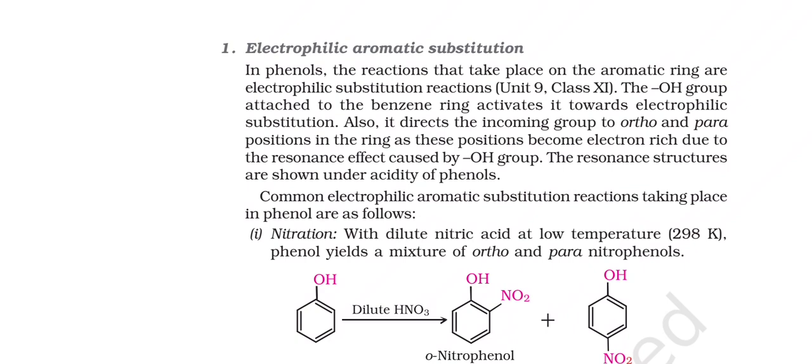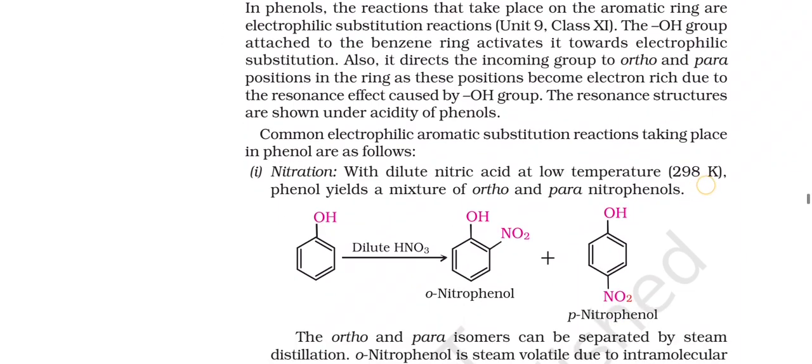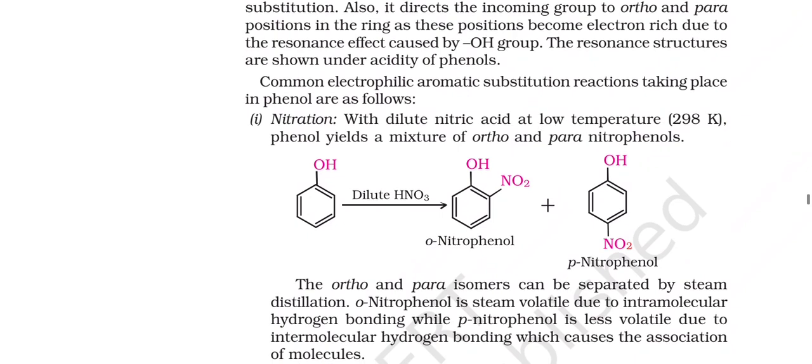Electrophilic aromatic substitution in phenol. The reactions that take place on the aromatic ring are electrophilic substitution reactions. The OH group attached to the benzene ring activates it toward electrophilic substitution. Also, it directs the incoming group to the ortho and para positions in the ring, as these positions become electron rich due to the resonance effect caused by the OH group. The resonance structures are shown under the acidity of phenol.